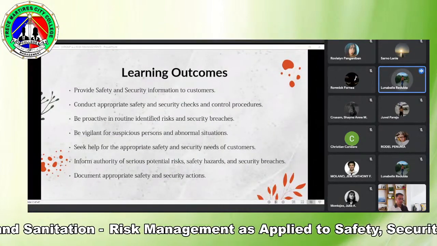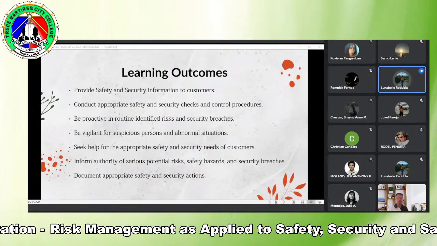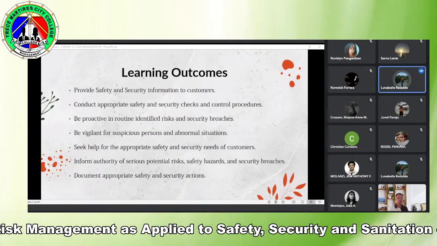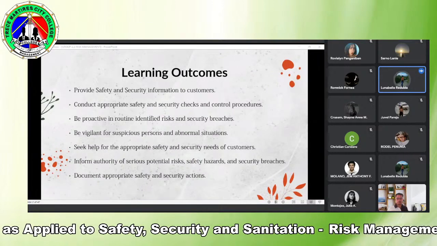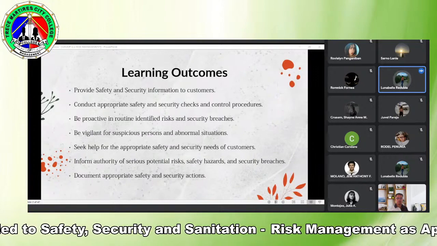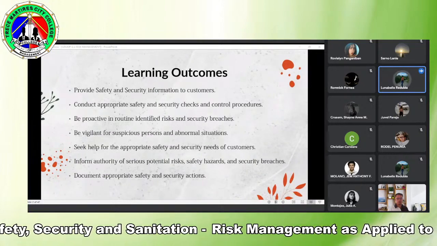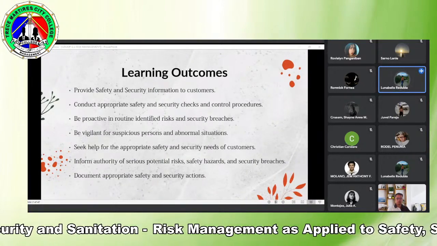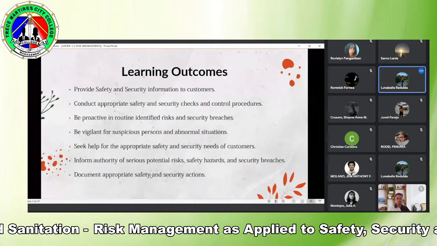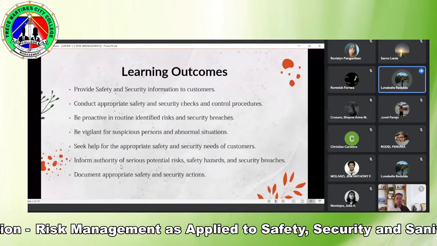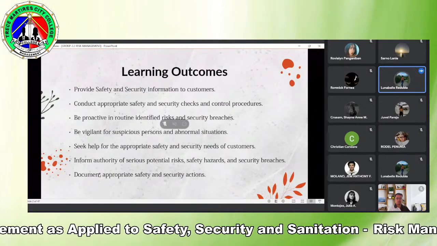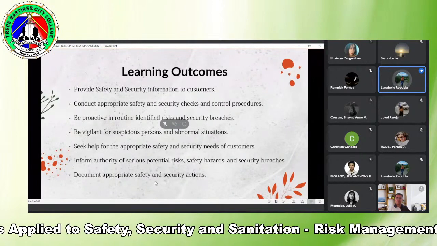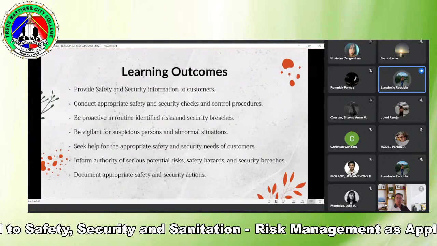It is important to report that serious information security incident kasi even a small info lang po na hindi mo masabi ay may mga kaakibat na consequences. And pwede rin po itong magmula sa maliit na aksidente and maaari po siyang lumaki. Inform authority of serious potential risks, safety hazards, and security breaches. Document appropriate safety and security actions.